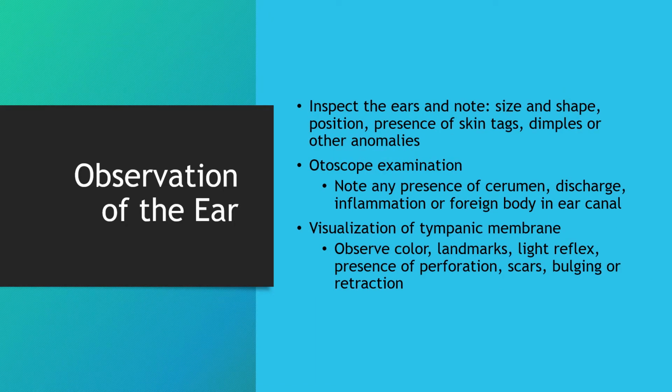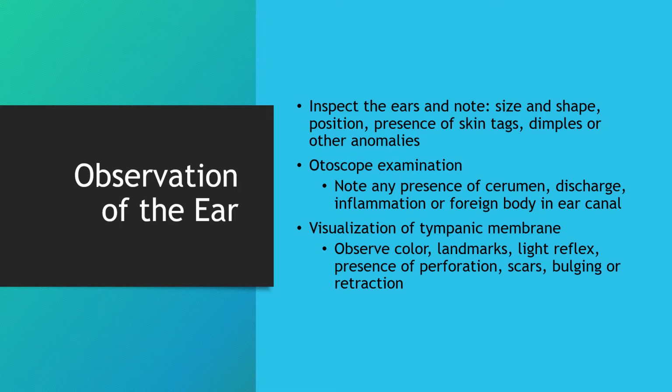As we observe the ears, we inspect the ears, and we're going to note the size, the shape, the position, any presence of any skin tags, dimples, or other anomalies. When we think about our otoscope examination, this is typically done by an advanced practitioner, but if you have the chance to peek in a cooperative child's ear and you want to, you can note the presence of cerumen, which is that earwax, discharge, inflammation, or any foreign bodies in that ear canal.